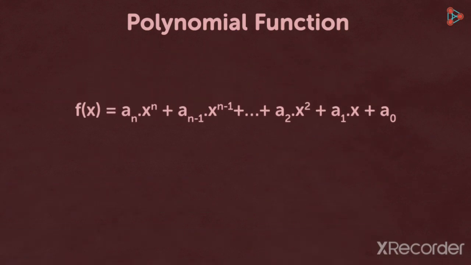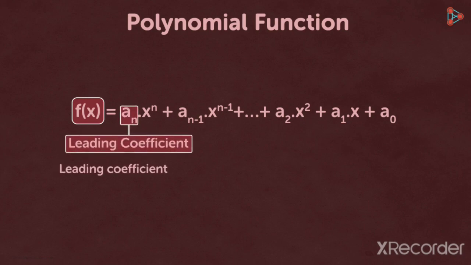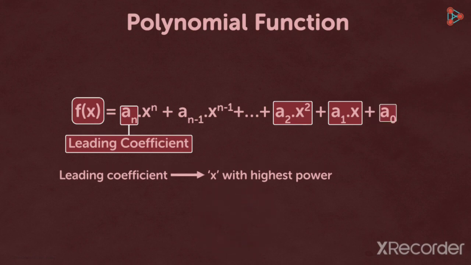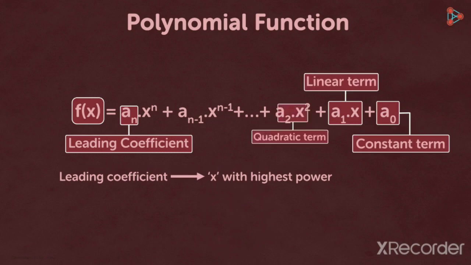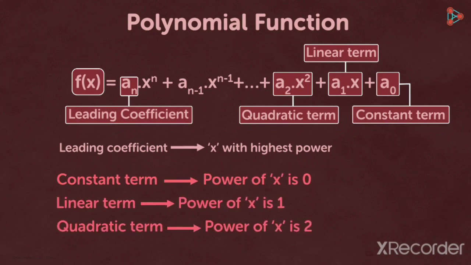Now we look closely at the terms to understand the anatomy of our polynomial function. Here is our polynomial function f of x. a_n is the leading coefficient. This is because it's the coefficient of the x term with the highest power n. Can you guess what the terms a_0, a_1 times x and a_2 times x squared are called? They are called the constant term, the linear term and the quadratic term respectively. This is because the power of x in each of these terms is 0, 1 and 2 respectively.